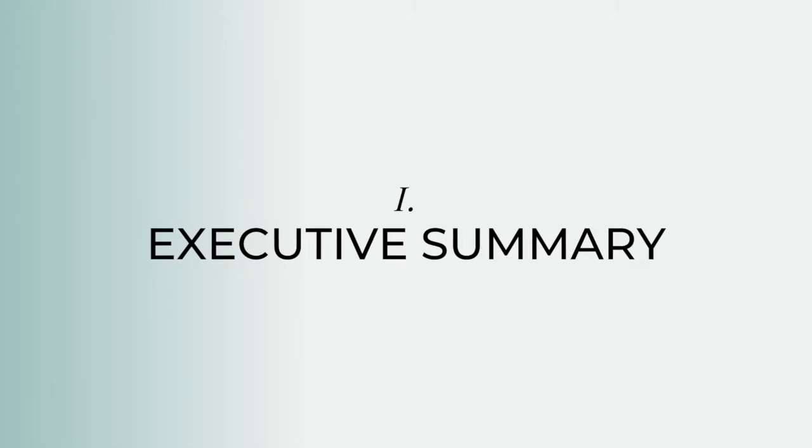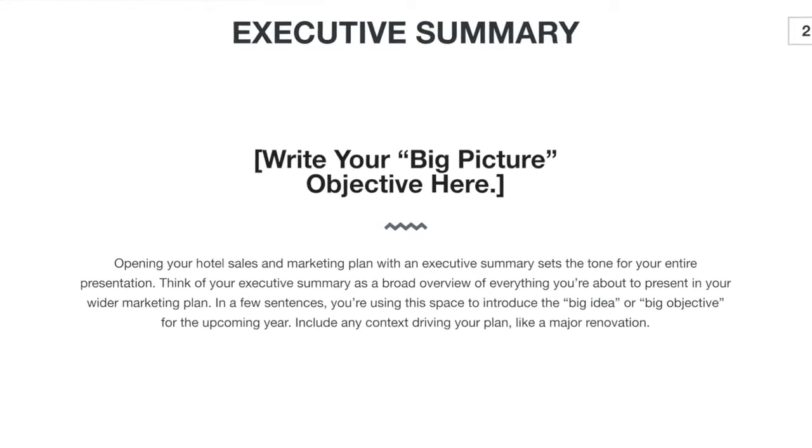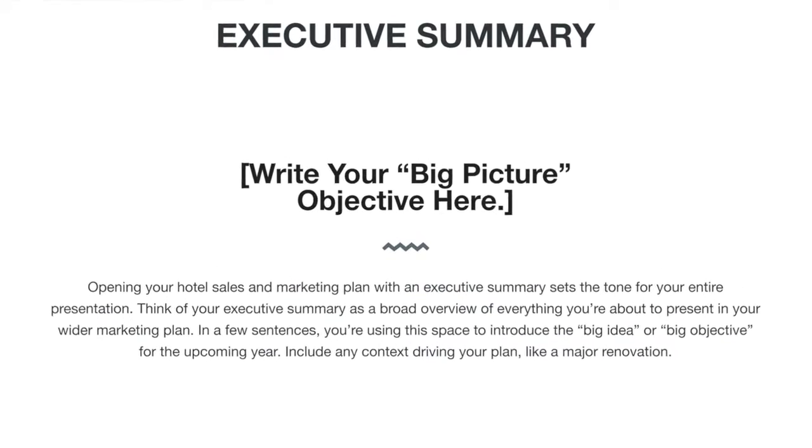Ready? We're jumping right in with the first part of building your hotel marketing plan, your executive summary. This should be a broad overview of everything you're about to present in your plan. It really sets the tone and introduces that big idea or big picture objective that you're working towards in the upcoming year. This is also where you'll want to mention any important context that's driving your plan, like a major renovation or launching a new product or business segment.